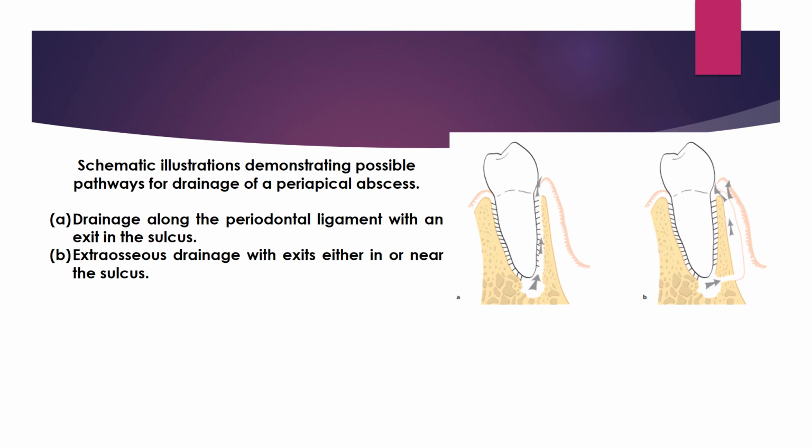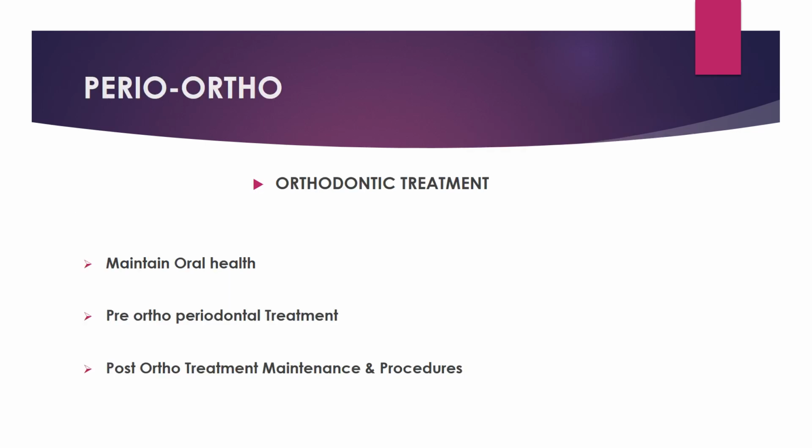Schematic illustrations demonstrating the pathways for the drainage of a periapical abscess, that is either along the periodontal ligament, that is through the sulcus, and the other one extra-osseous drainage which exits either in or near the sulcus.